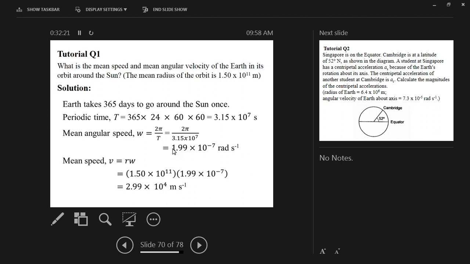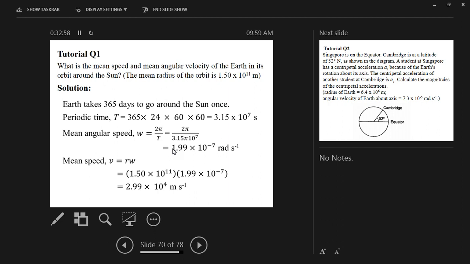Okay, in tutorial question 1, you're asked to find the mean speed. That is your v. Mean angular velocity, omega, of the Earth in its orbit around the Sun. Okay, in the work example I did, the Earth rotates about its own axis. So the period is 24 hours. If it's around the Sun, it will be 365 days. And then you need to convert that period time to seconds.